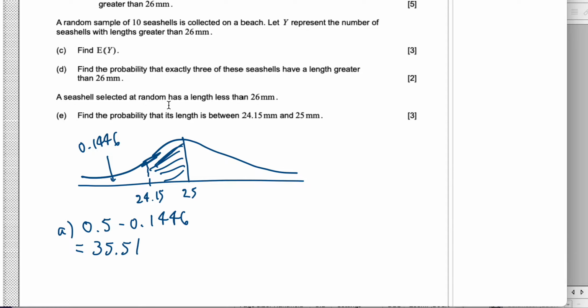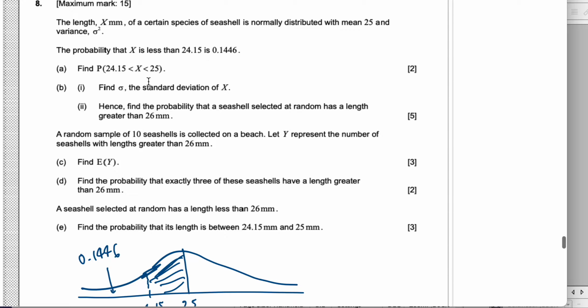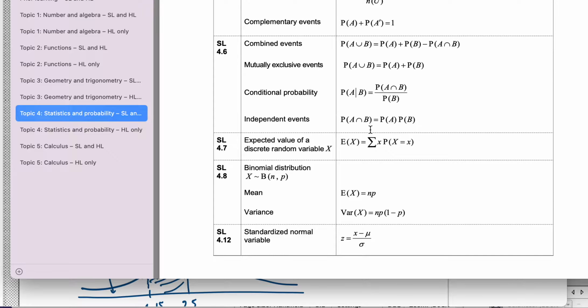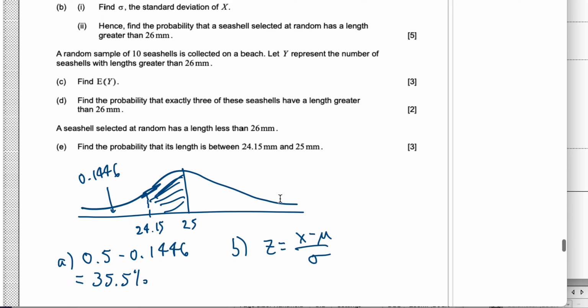Okay, part B, find sigma, the standard deviation of x. Typically, if you need to find sigma, the standard deviation, or if you need to find mu, the average, that is a good indicator that you will need to use this formula for the normal distribution, the standardized normal variable. So as a hint, if you need to find sigma or mu, you're looking at this formula. I'm just going to write that down. z is equal to x minus mu over sigma. So that's over here.